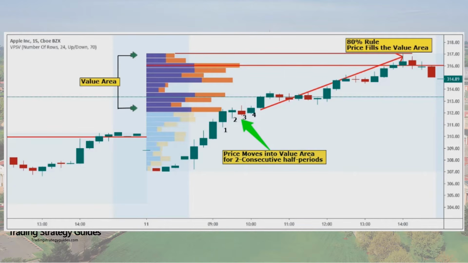A good strategy you can build around the value area is to try to capture a fill-up of the value area. You can build 2 different trading scenarios. If the price opens above the value area but then falls in the value area for 2 consecutive half-hour periods, there's an 80% probability of the market filling the value area, so you'll want to take a sell position. On the other hand, if the price opens below the value area but then rallies in the value area for 2 consecutive half-hour periods, there's an 80% probability of the market filling the value area, so you'll want to take a buy position. And that brings us to today's strategy.